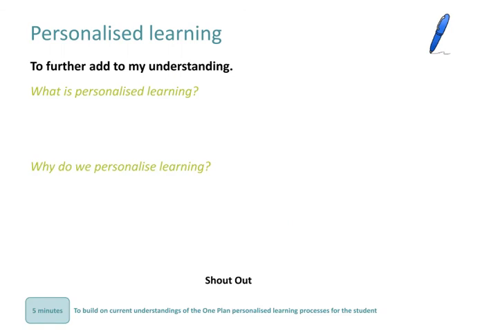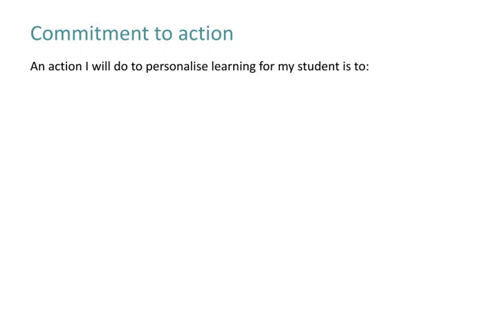If at the start of this session you recorded what personalised learning means to you, you could revisit and review it. Reflect on what is confirmed for you, what you have learnt through the process of this session, and what else you would like to know. You may want to complete this session by making a commitment to at least one action that you will undertake to personalise learning for your student.